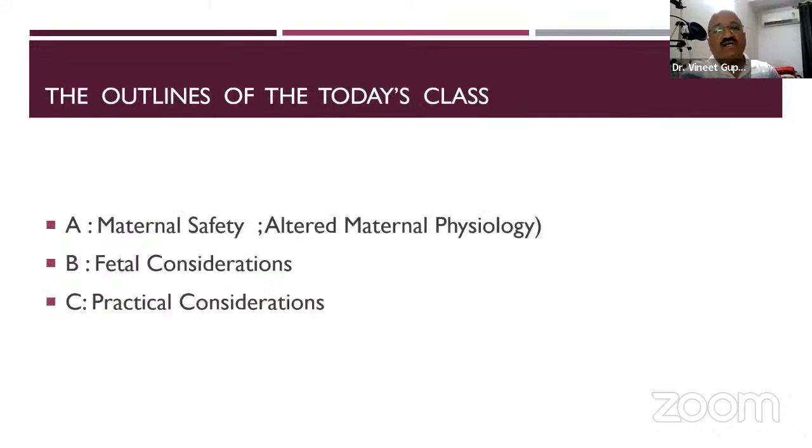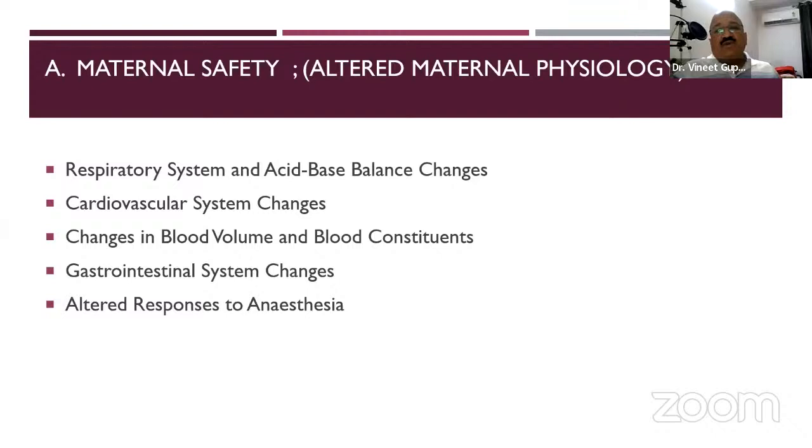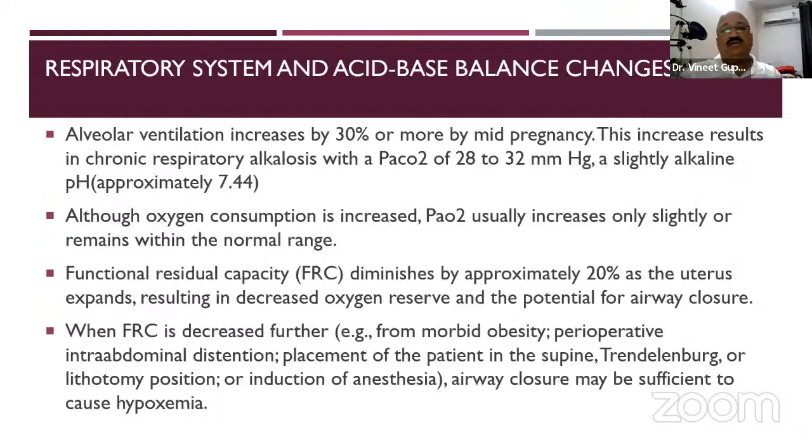The outline of today's class is first the maternal safety and altered maternal physiology, second is fetal consideration, and third is the practical considerations. Maternal safety or altered maternal physiology, as ma'am already discussed, there are 5 main systems which are affected physiologically. One is the respiratory system and acid-base balance. Second is cardiovascular. Third is blood volume and blood constituents. Fourth is GI, and fifth is altered response to anesthesia. So we will take it in broad lines.